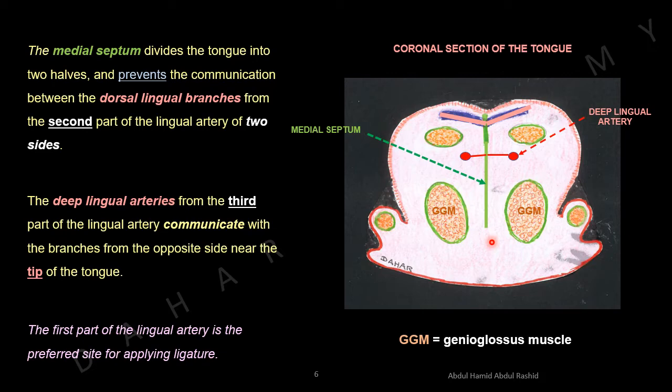However, deep lingual arteries from the third part of the lingual artery communicate with the branches from the opposite side, near the tip of the tongue. So these are the deep lingual arteries from the third part, which can communicate between the two sides, near the tip of the tongue. The first part of the lingual artery is the preferred site for applying ligature.